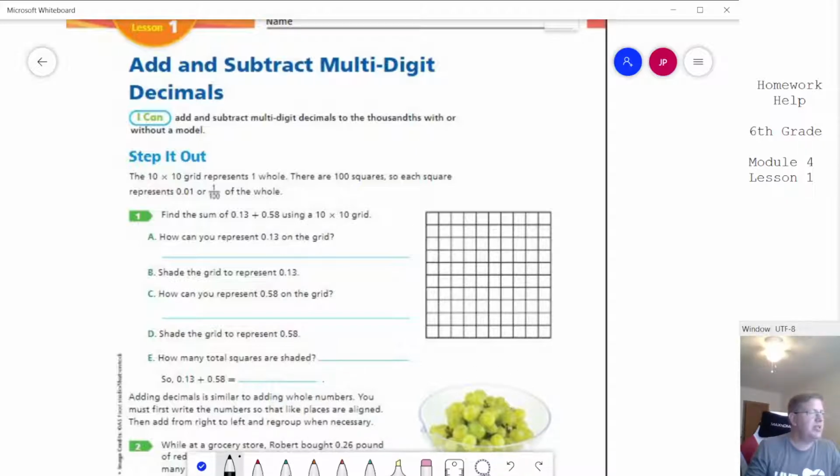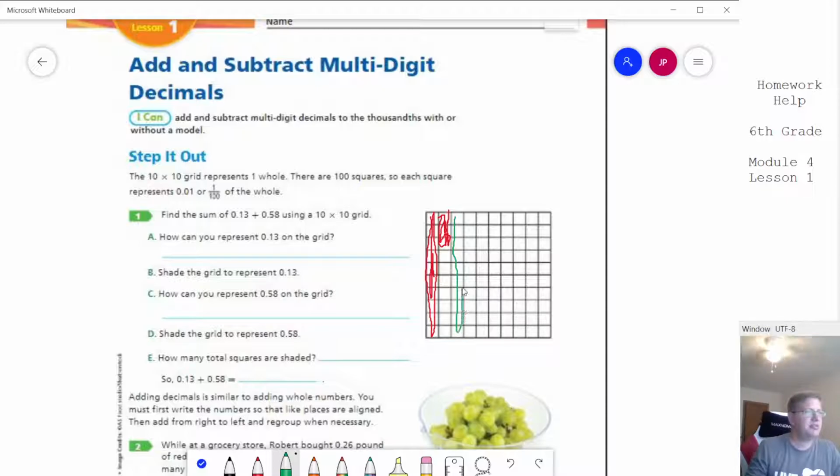And so what we can do is go ahead and represent that by coloring it in. So I'm going to use red for the 13/100ths part. And then we could go ahead and skip over and use green to represent the 58/100ths part.